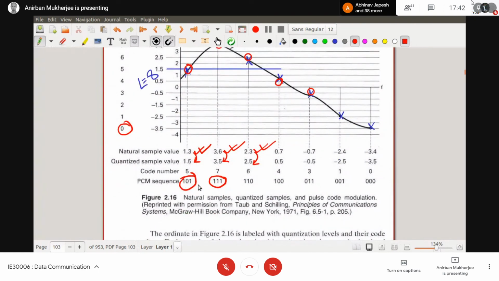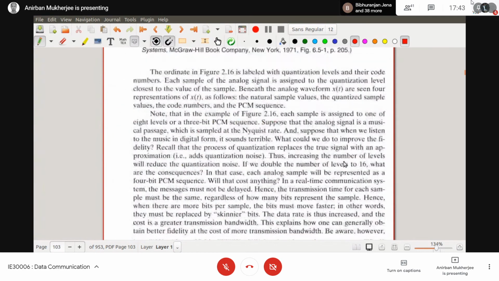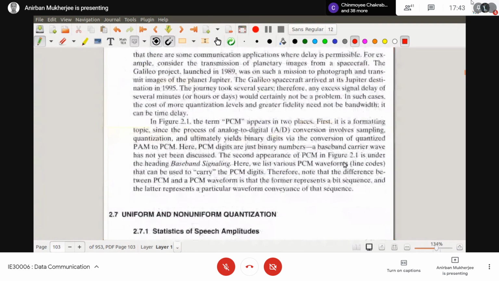So I am basically transmitting. Please try to understand, this is the PCM sequence. Please remember there are two things: one is the PCM waveform, another is the PCM sequence. So basically I am representing 1.3 by 101, 3.6 by 111 like this, and I am trying to transfer these bit streams. Now these bit streams, how will I transfer them?